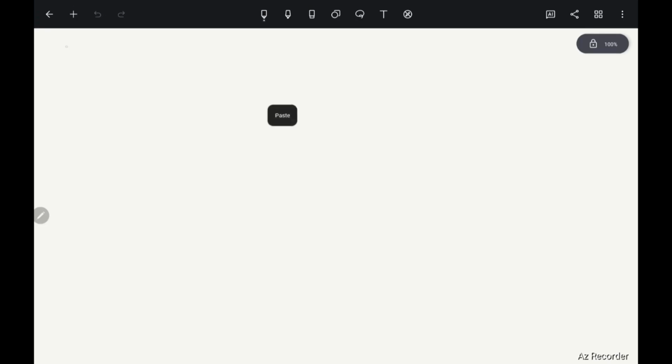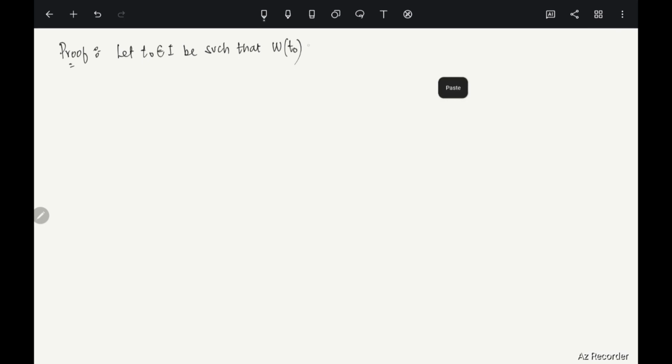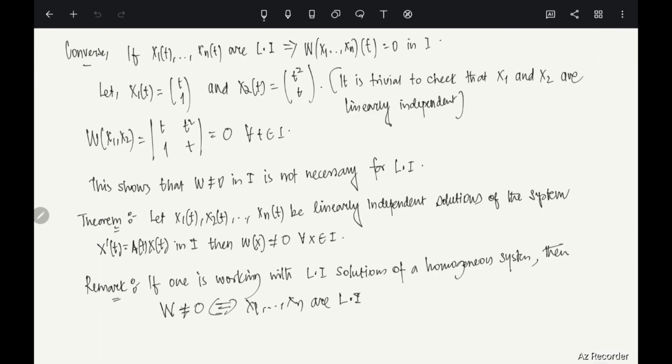Okay, so the proof of this theorem. Let t naught be in I such that the Wronskian at t naught is 0. Oh, sorry, I should write t, because I am writing t everywhere. I should not write x; it will be confusing for you. Let's do it this way.